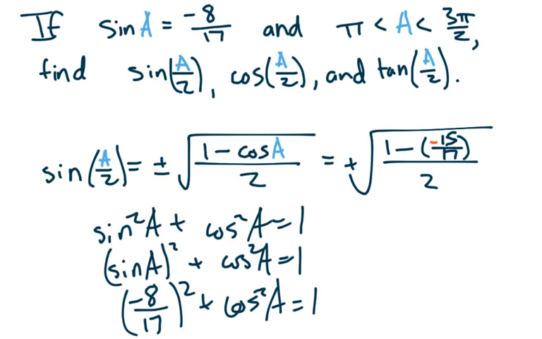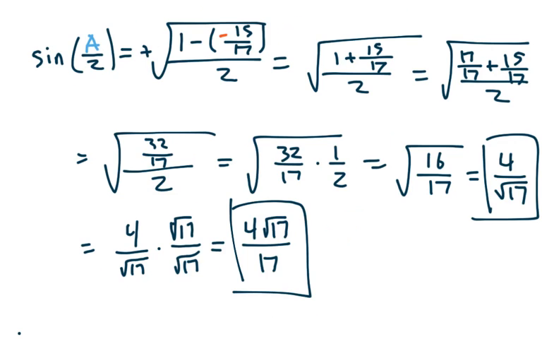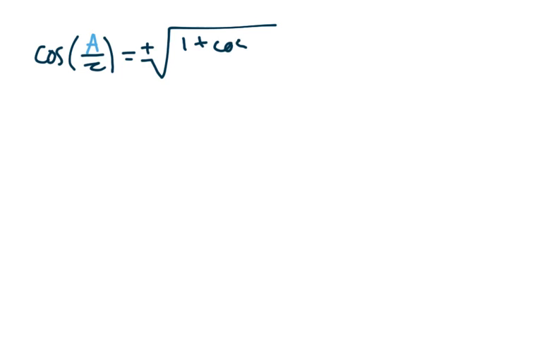We found sine of A over 2. Let's find cosine of A over 2. Cosine of A over 2 means we're going to use the cosine half angle identity: plus or minus the square root of 1 plus cosine of A over 2.